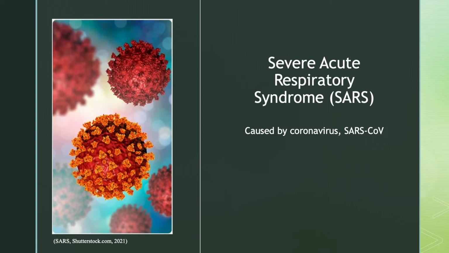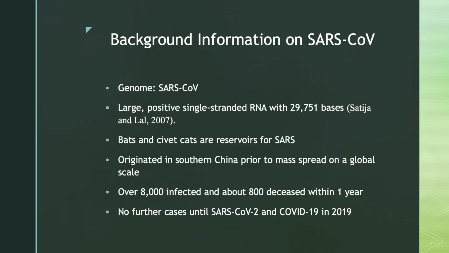Severe acute respiratory syndrome, or SARS, is an acute respiratory infection that infects both the upper and lower respiratory tracts. The causative agent for SARS is coronavirus SARS-CoV. The genome of SARS-CoV is a large positive sense single-stranded RNA consisting of 29,751 bases. Phylogenetic analysis uncovered that this coronavirus was moderately related to other known coronaviruses, including 2 human CoVs known to cause common colds and lower respiratory infections.